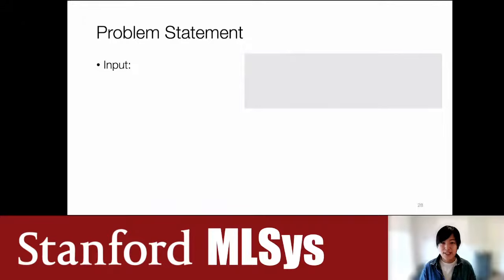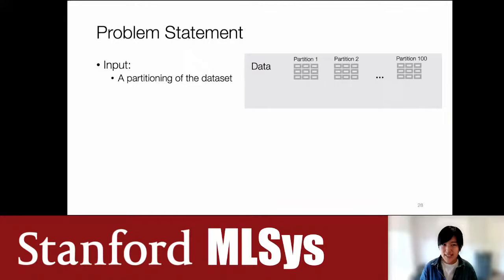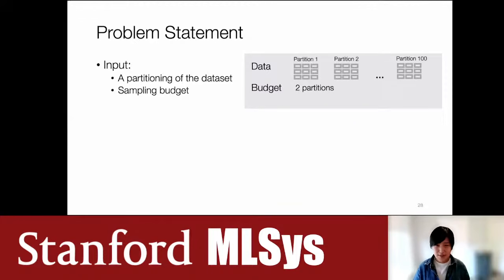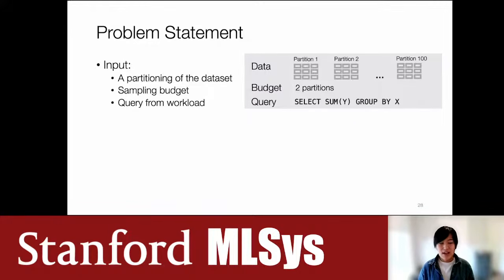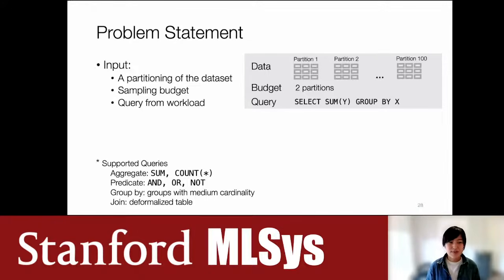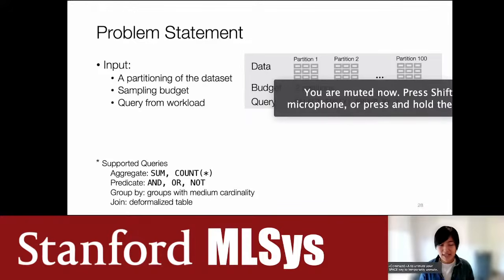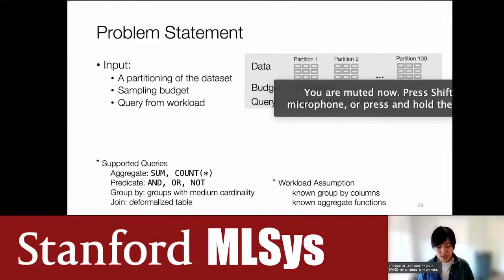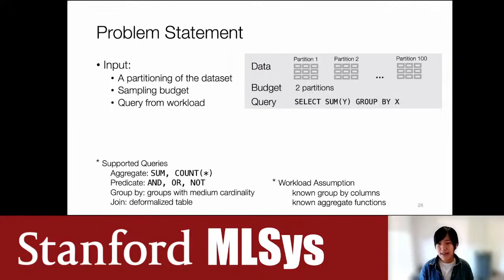So specifically, we're given a partitioning of the dataset, and we do not try to change this partitioning throughout. And we have a sampling budget in the form of how many partitions we are allowed to read, and then a target query from some workload. And we support queries with sum and count-like aggregates, arbitrary predicates, group bys, and group bys with medium cardinality. And for the workload, we assume that we know the group by and aggregate functions in the workload.